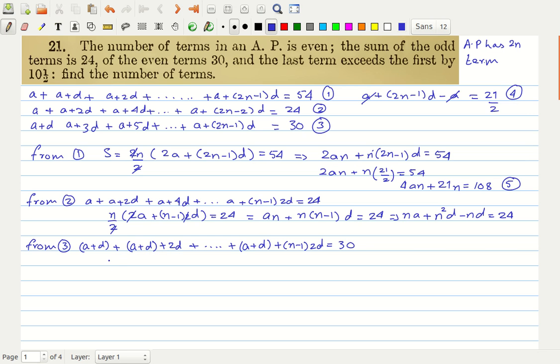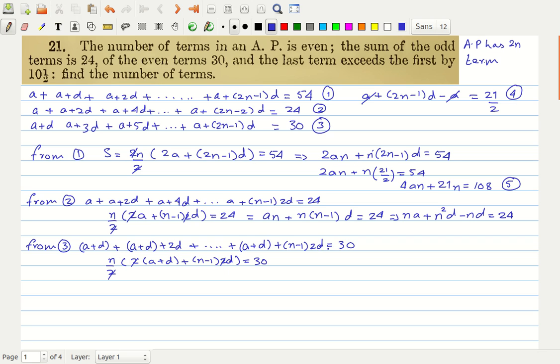So you get n by 2 times a plus b into 2, that is n by 2 into 2 times a plus b plus n minus 1 times 2d. So this will again cancel, and this is given to be 30.